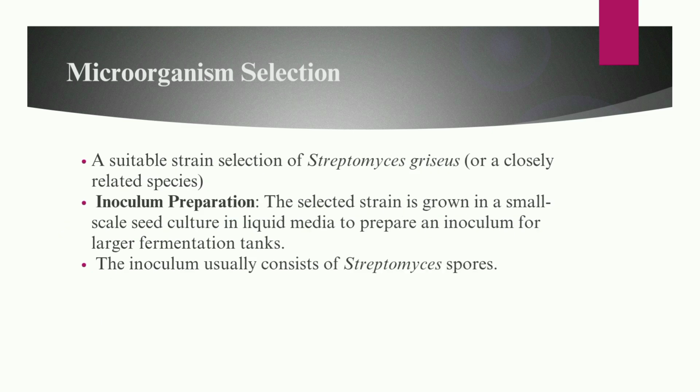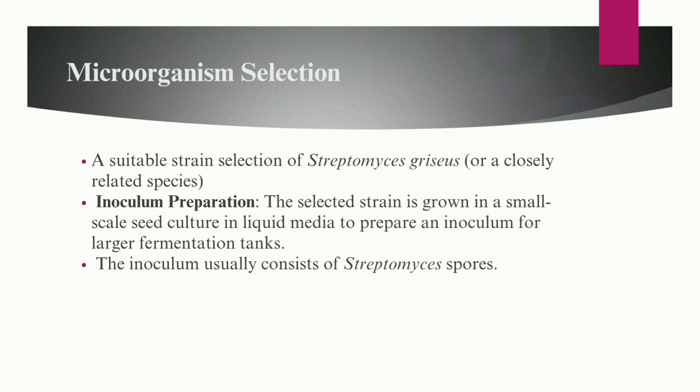And next, microorganism selection. The first step in the industrial production of streptomycin involves the selection and cultivation of a suitable strain for the production of streptomycin. For this, Streptomyces griseus with an efficient strain is selected.